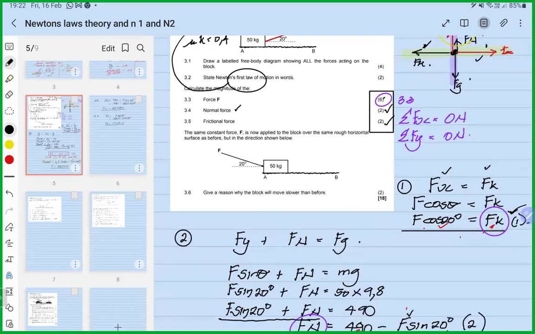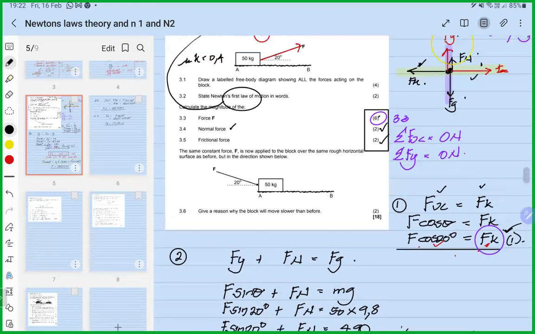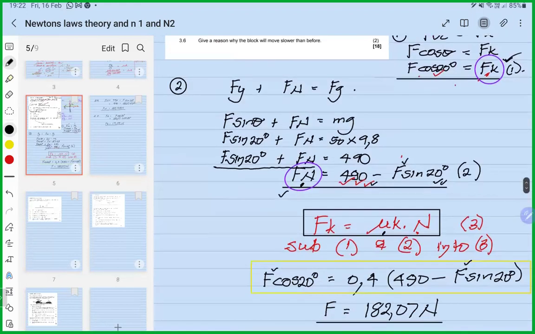Right. If the same constant force F is now applied to the block over the same rough surface as before, but in the direction shown, give a reason why the block will move slower than before. Now, here's the reason why. Here, your normal force is 490 minus F sine theta.